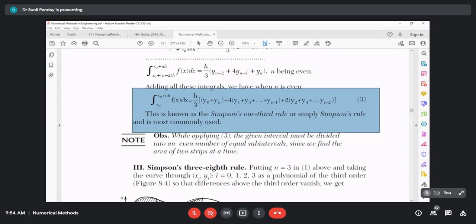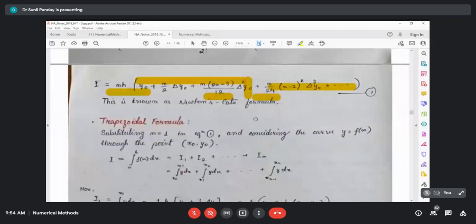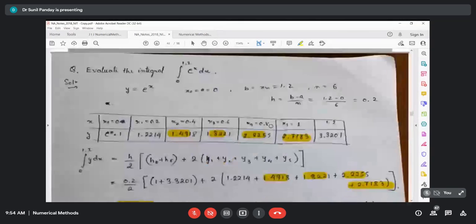Here you have to remember one thing, that you have to choose your n always even. Now you cannot choose your n as 5 or 3. You have to take your n as even. This is a question of Viva also, like how we choose the subintervals in case of Simpson one-third formula. So you have to tell me that, sir, we have to choose n as even. So we'll see one problem related to this.